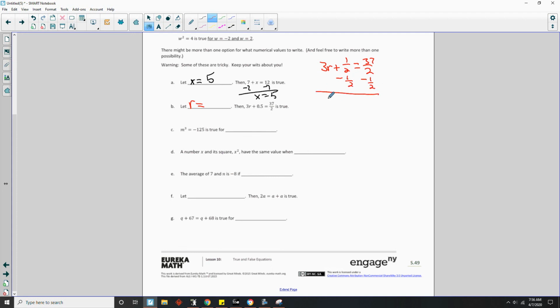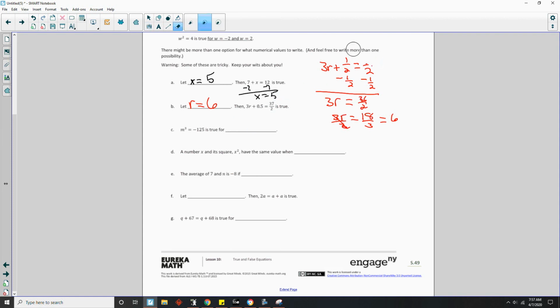When I do that, I get 3r on the left, 37 minus 1 is 36. Now it's even, so I can simplify this and say 3r equals half of 36, which is 18. Divide both sides by 3, and r equals 6. So we'll let r equal 6, then 3r plus a half equals 37 halves is true.